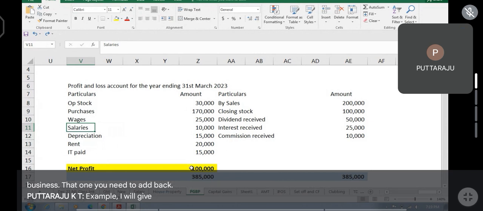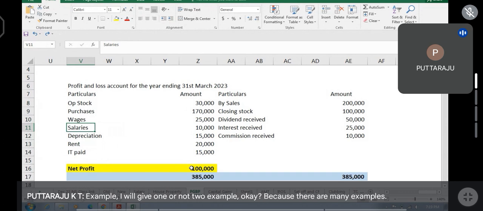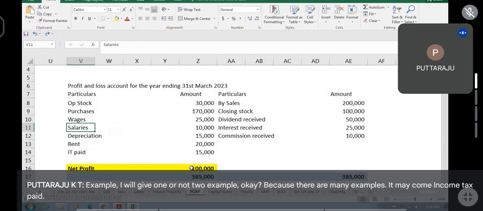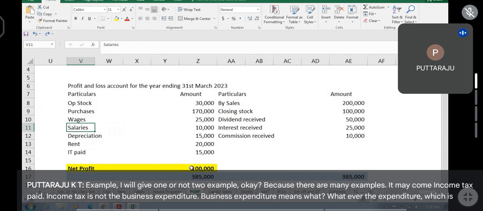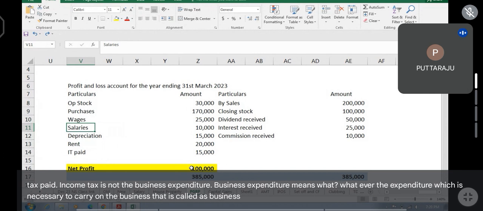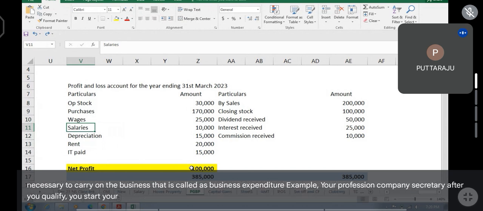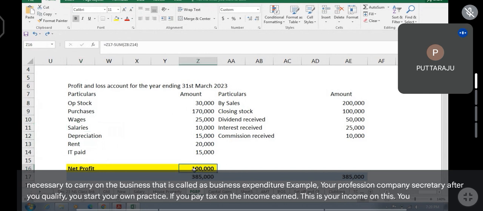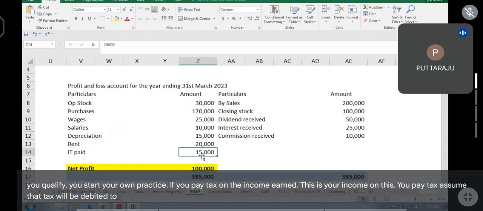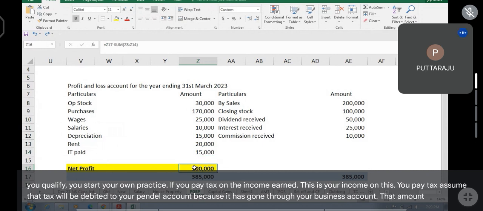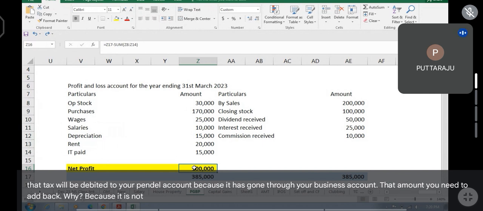For example, I will give one or two examples, because many examples may come. Income tax paid. Income tax is not a business expenditure. Business expenditure means whatever expenditure is necessary to carry on the business. Example, your profession: company secretary. After you qualify, you start your own practice. If you pay tax on the income, that tax will be debited to your P&L account because it has gone through your business account. That amount you need to add back, because it is not related to any business or profession.